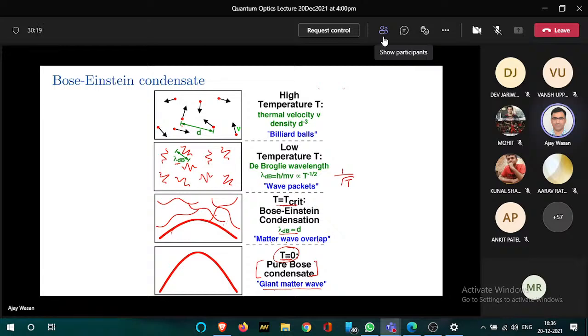Any question up to here? Is this critical temperature absolute or relative, like does it depend on the nature of different atoms or not?